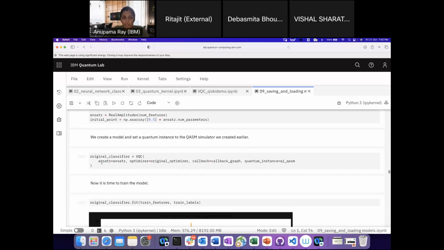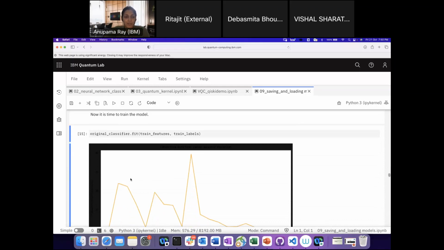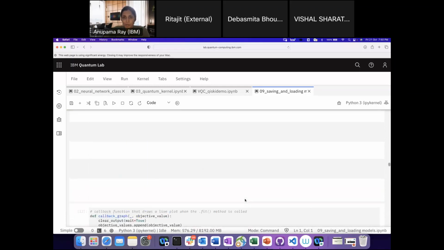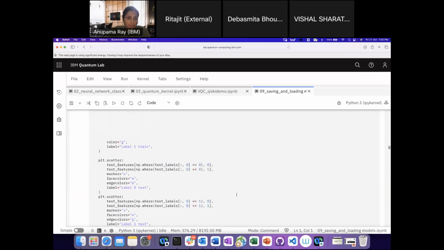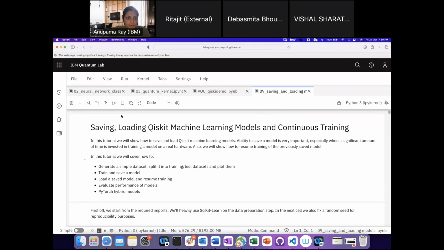For VQC, what we need to pass is an ansatz, we pass the optimizer, we ask it to give back a callback, and we pass what device we are running on. So we are training the first model on a Qasm simulator. Okay, when you train this model, you can actually see this graph slowly populate. Maybe I could have run all the cells.